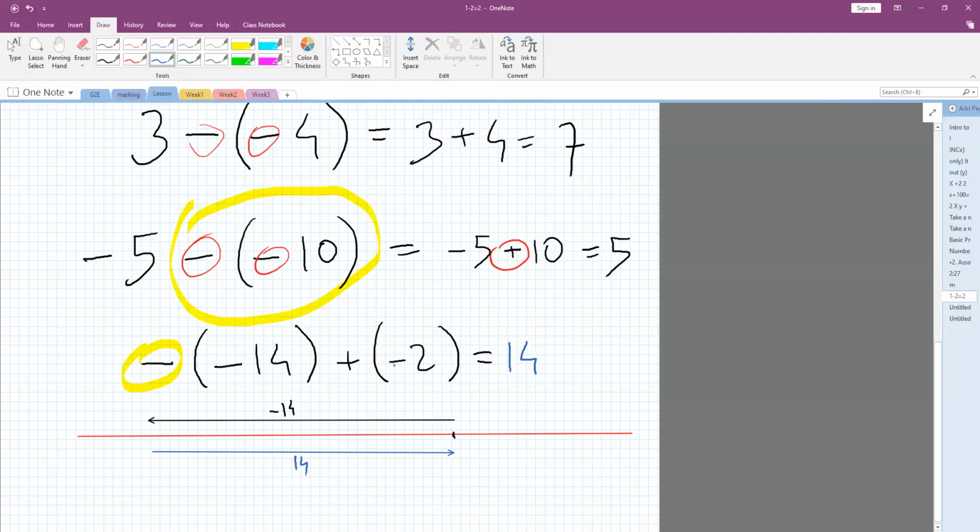You add with -2. If you're adding a negative, then it's subtracting that number. Then it's 12. So plus times minus gives you minus, remember? And then minus 2. So 14 minus 2, 12. Okay, I think I'll give you one more, just one last one.